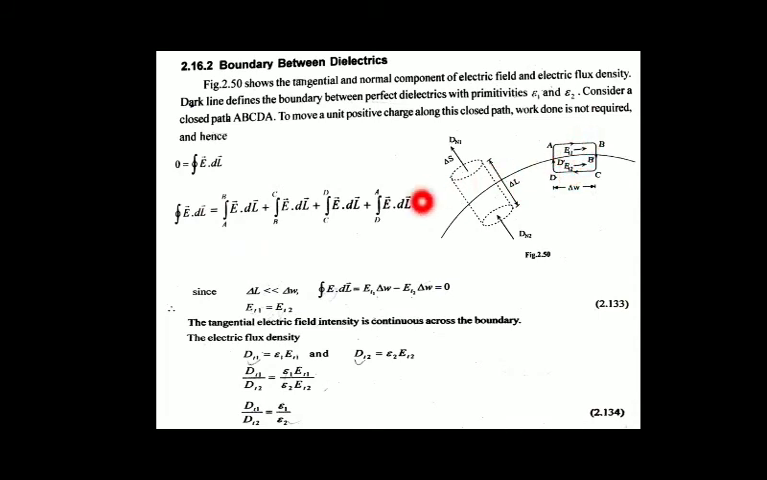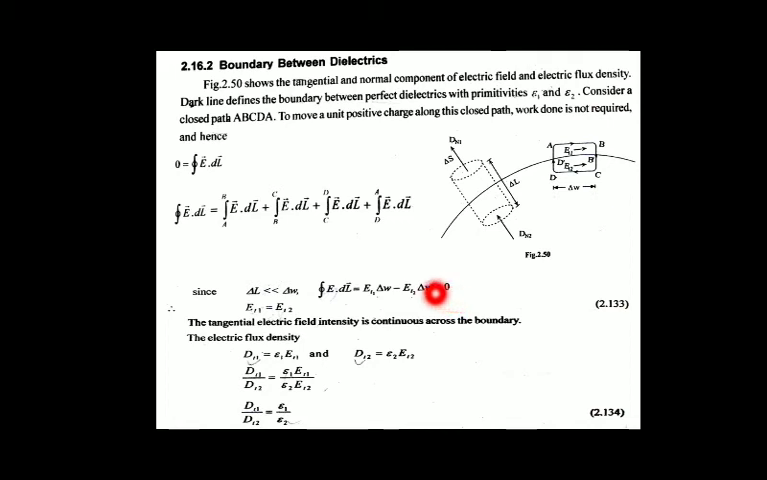For AB the component is Et1, and similarly for CD it is Et2. Basically these are in opposite directions: Et1 is in this direction and Et2 is in this direction from C to D. So total work done by the positive charge is equal to 0, so Et1 equals Et2. So the tangential electric field intensity is continuous across the boundary.